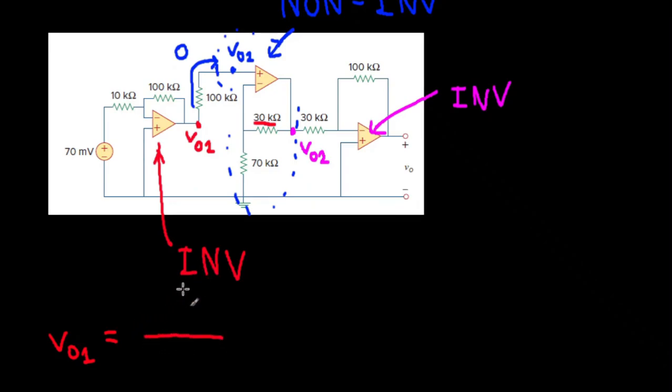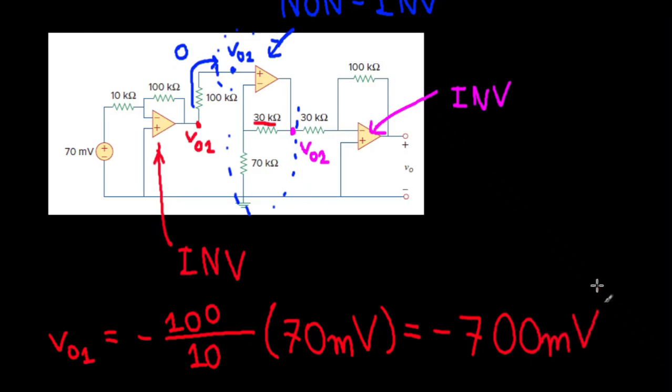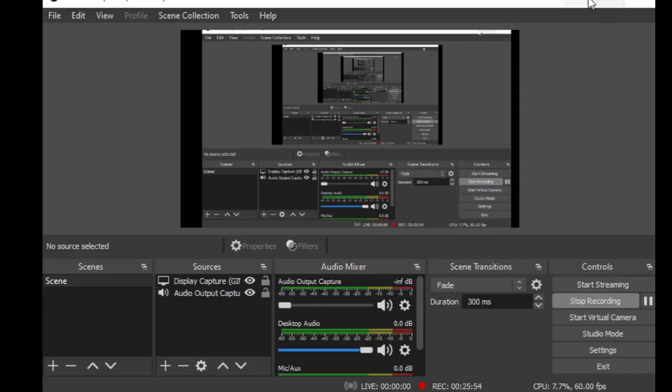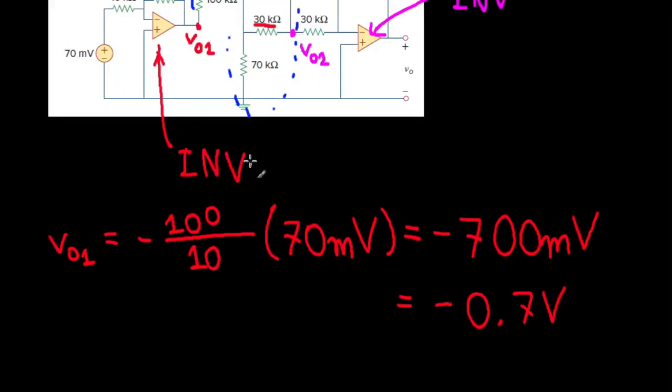So let's see. Negative 100 by 10 multiplied by your supply. That's 70 millivolts, I'll keep it like that. So 70 millivolts, and this is going to equal, this is negative 10, so negative 700 millivolts. I could just write it as negative 0.7 volts. So that's V output one.